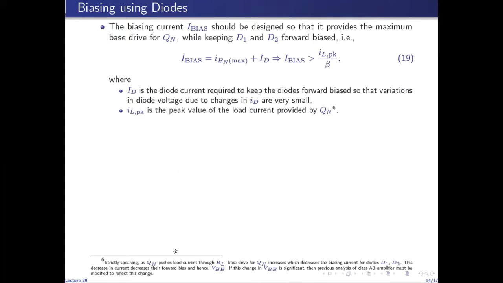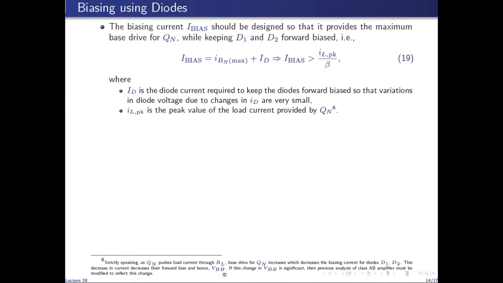So one should keep in mind that as Qn pushes current through the load, like I said, base drive for Qn will increase, which will decrease the biasing current for the diodes. So there will be variations, like I mentioned, in the current passing through the diodes. And strictly speaking, this will change the forward bias voltage of the diodes, and hence it will cause changes in VBB.